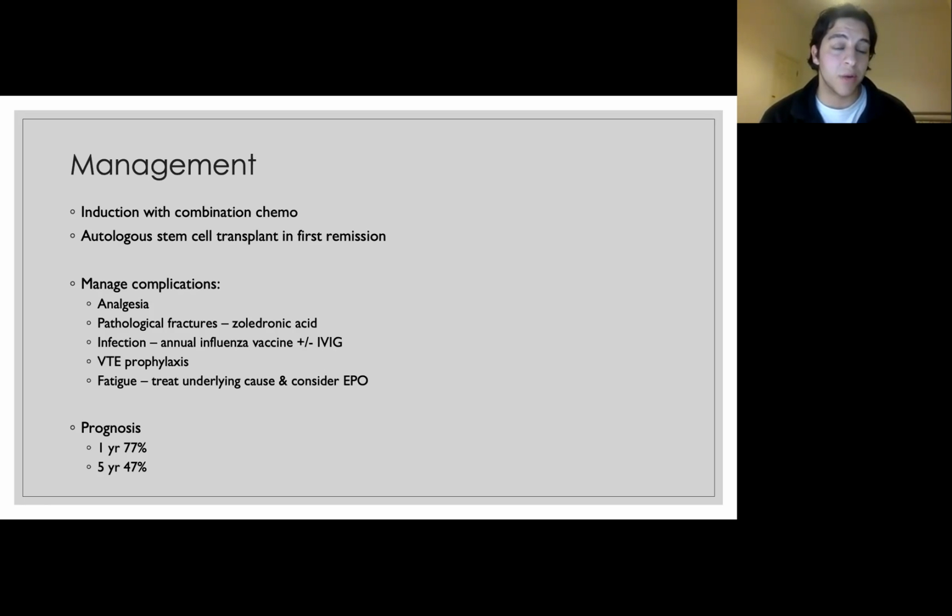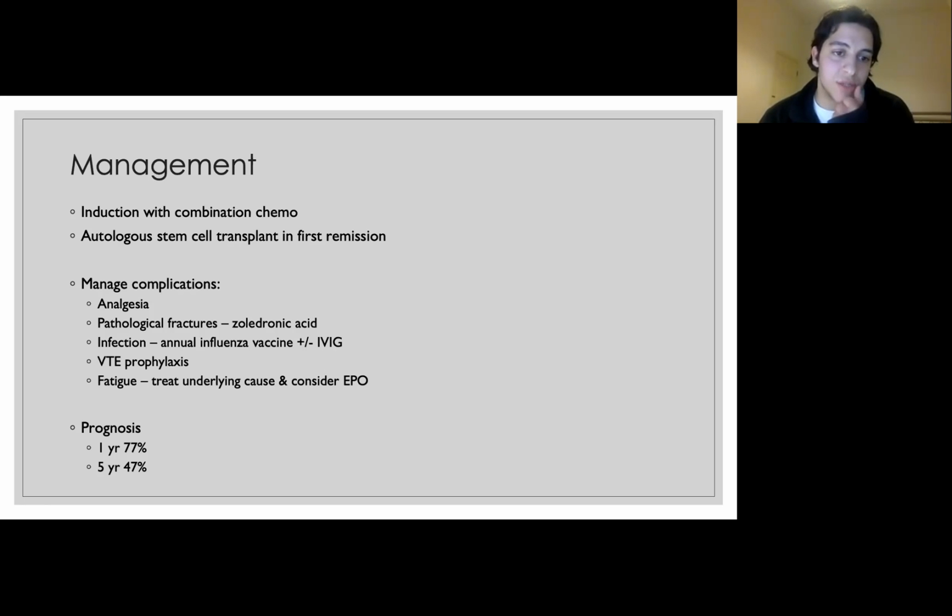So it can be quite painful, especially the bone lesions. So you'd want to give analgesia, and you'd work your way up the WHO ladder, starting with simple analgesics like paracetamol and NSAIDs, and then moving up to opiates. For pathological fractures, you can give zoledronic acid, which is a bisphosphonate.